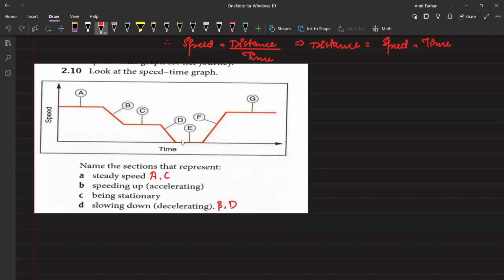Very good. What about E part? E is being stationary. Very good. What about F part? F is speeding up, acceleration. What is G part? G is steady speed. Very good. Is this clear, Ayaan? Yeah. Any doubt so far to you? No.